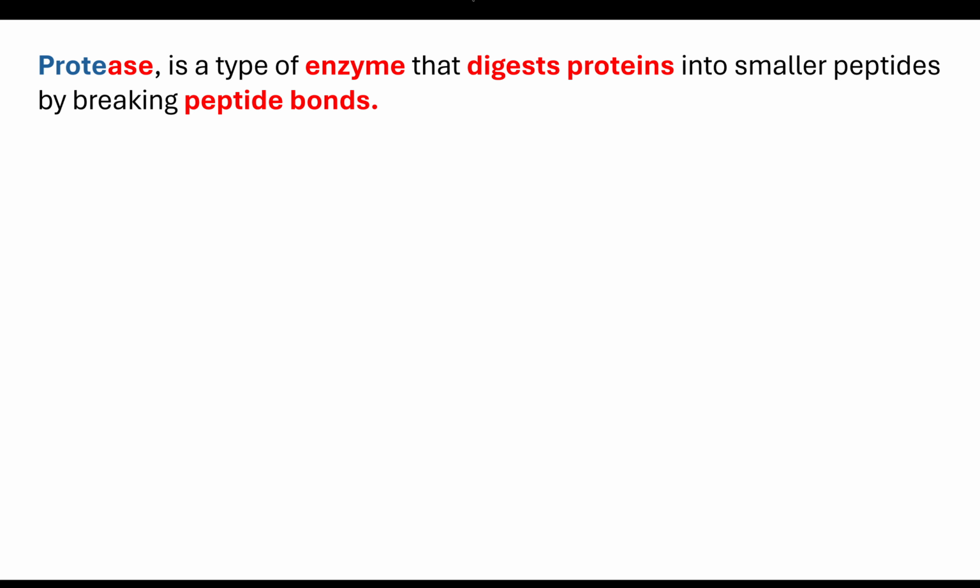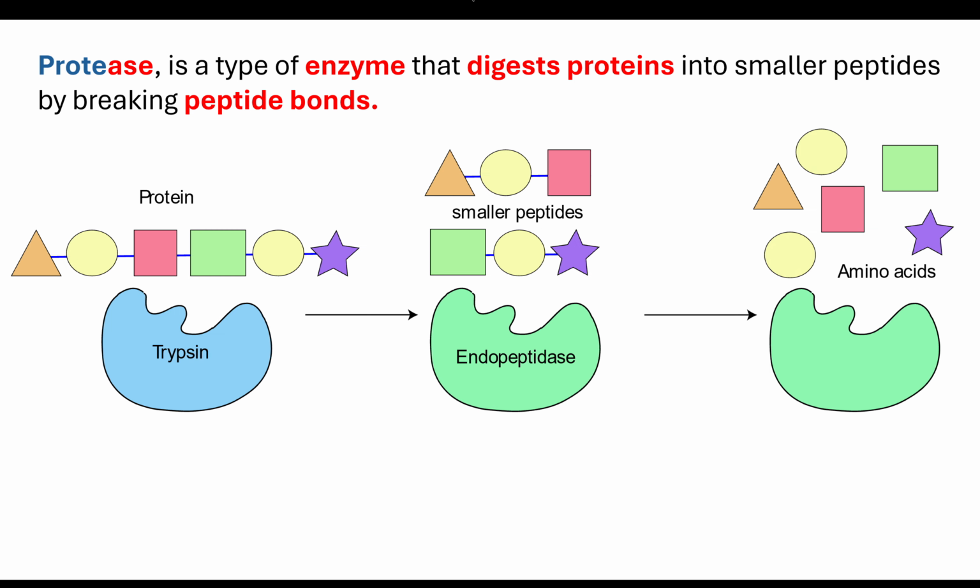So we've talked about amylase, which is an enzyme that breaks down carbohydrates, i.e. saccharides. Now what I want to talk about is protease. So a protease, ase means enzyme, prote tells you what it's going to be working on. So a protease is a type of enzyme that's going to digest proteins into smaller peptides. So we're going to break those peptide bonds.